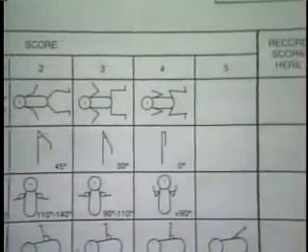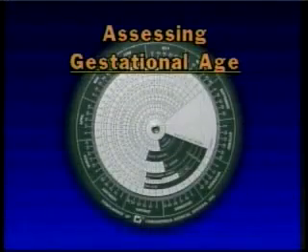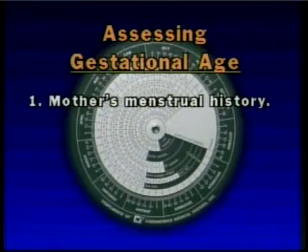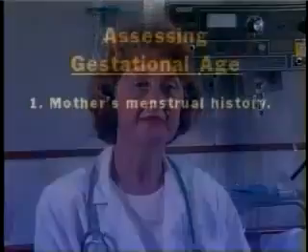Gestational age of the fetus, or of the newly born infant, can be assessed currently by 3 different methods. The first is the mother's menstrual history. An accurate menstrual history, when obtained, remains the best measure of gestational age, but depends upon normal maternal physiology and an accurate and reliable history.